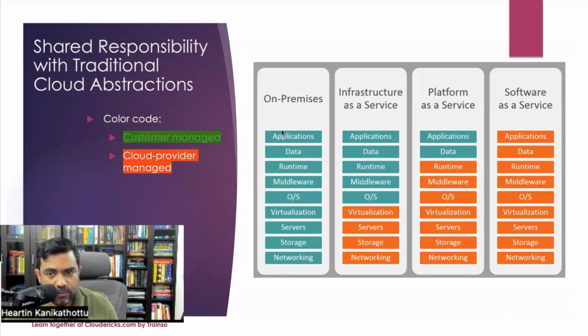To understand this, we can quickly go through this diagram. On premises, everything is your responsibility. Customer managed, the green ones: application, data, runtime, middleware, OS, virtualization, servers, storage, networking, everything is your responsibility to manage. With infrastructure as a service, virtualization, servers, storage, and networking are managed by your cloud provider, and the rest, operating system, middleware, runtime, data, applications, is your responsibility. With platform as a service, everything until runtime your cloud provider will manage, and the rest, your data and applications, you have to manage.